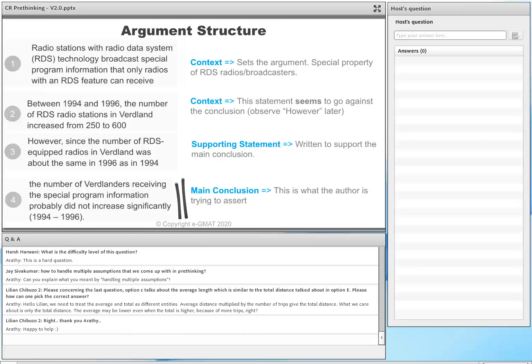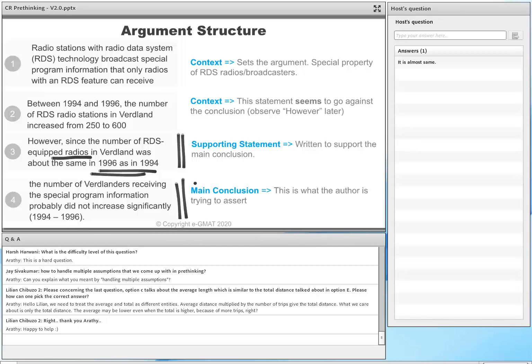There are two things that have happened between 94 and 96. The number of receiving radios, RDS equipped radios, did not change a whole lot between 94 and 96. If there were 1,000 radios in 94, there were 1,000 radios in 96. If there were 500 in 94, there were 500 in 96. But the number of transmitting stations went up a lot. These are the broadcasting stations that are there. They more than doubled. This is 250 to 600. Think of it as more than doubled. I'm kind of just visualizing this.